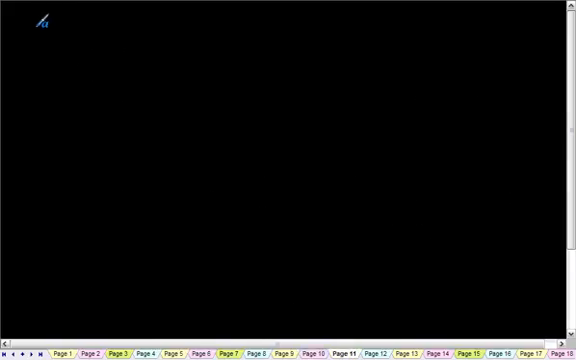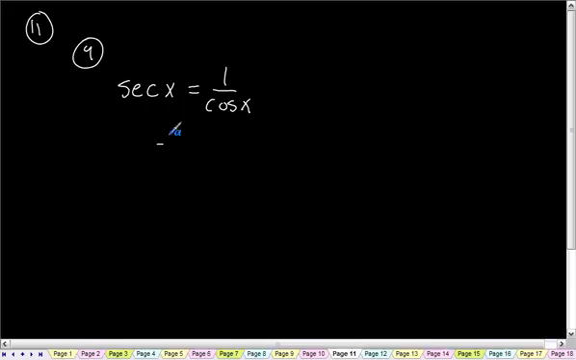Let's try number 11. 11 says, are these functions defined? If they are, what's the answer? Well, the way to find out, let's look at the first one, A. If what they're asking for is in the domain. Remember that secant of x is 1 over cosine. Domain is what x's we can plug in.